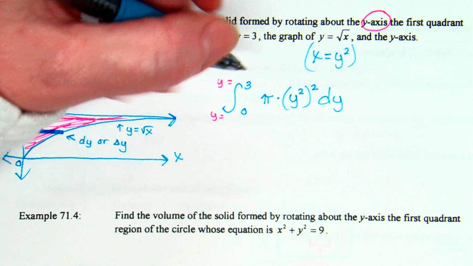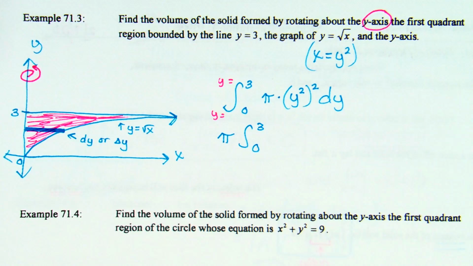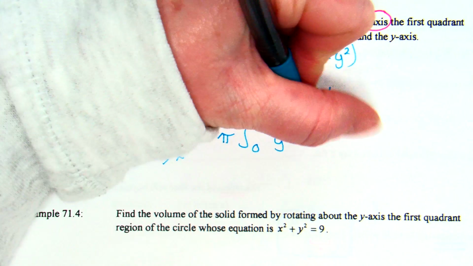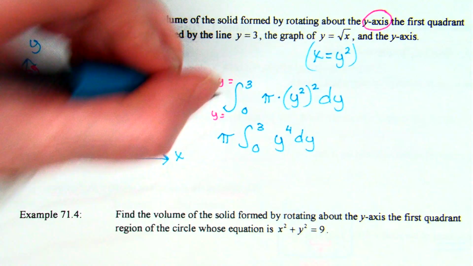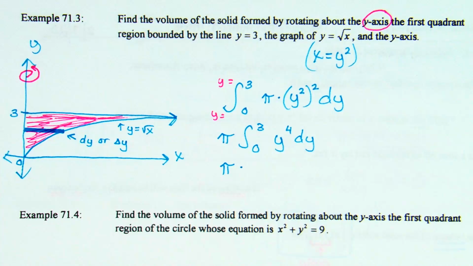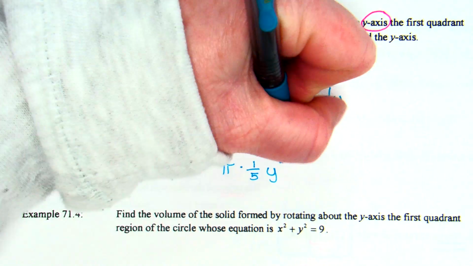So if I pull that pi out front, it's pi times the integral from 0 to 3. What's y squared squared? Y to the 4th dy. So pi times the integral of y to the 4th. Add 1 to the power, divide by your new power. So 1/5 y to the 5th evaluated from 0 to 3.